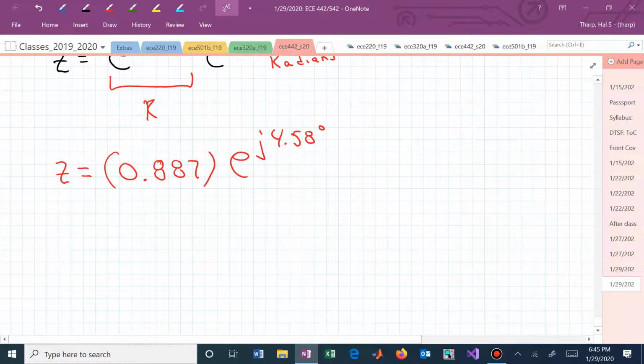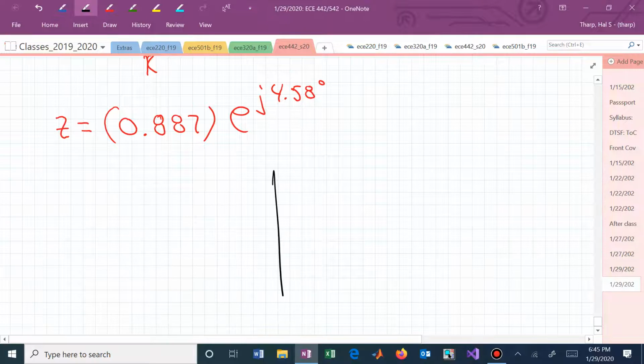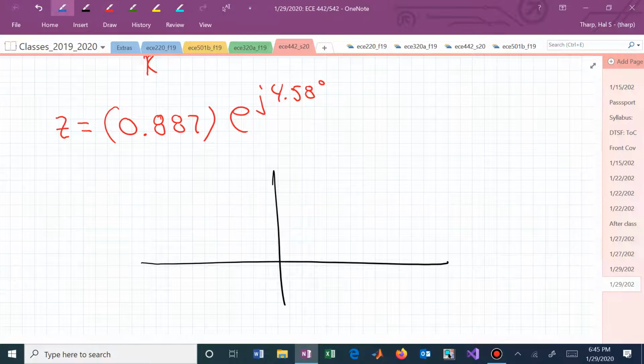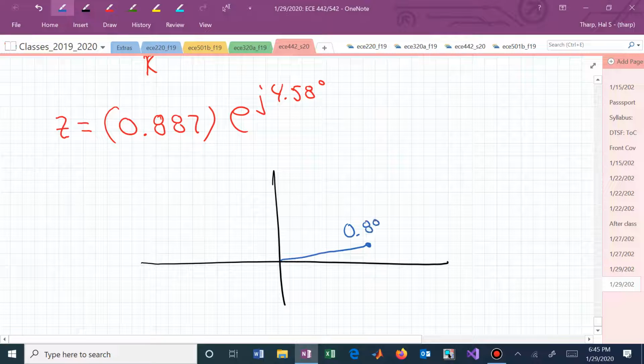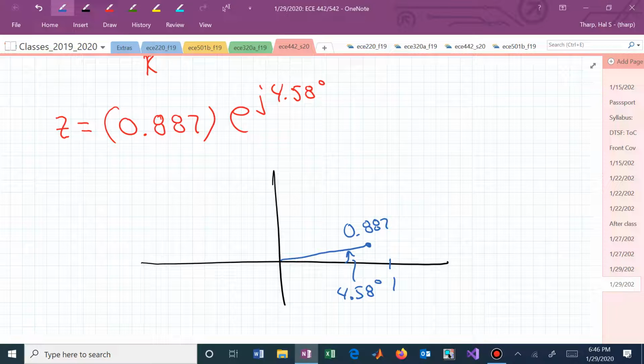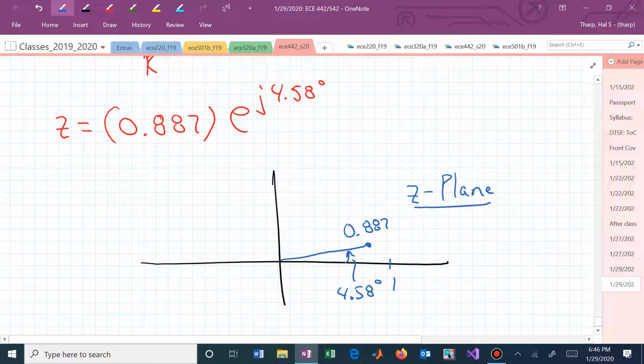You can now sketch that. You can now say, oh, I'm over here at 0.887. That angle may not be very accurate, but this is 4.58 degrees, and you're maybe comparing that to 1. So the polar form of that z puts you there. This is now our z-plane location for where we started in the s-plane. It was in the left half plane.